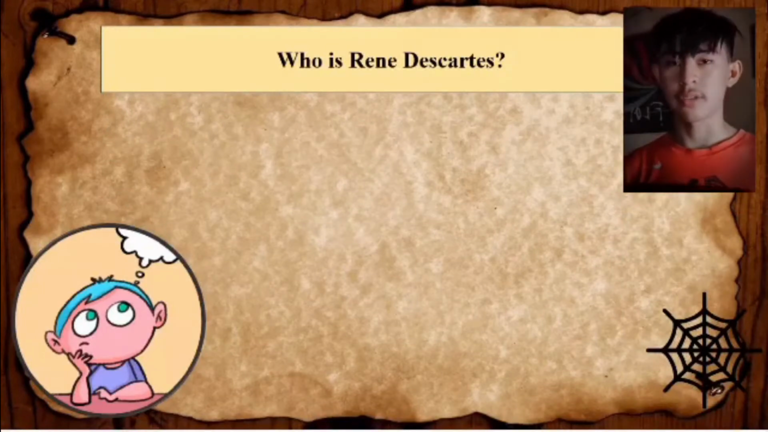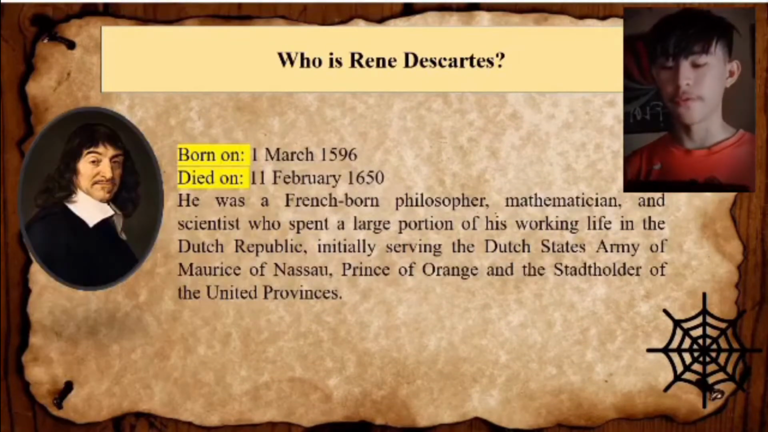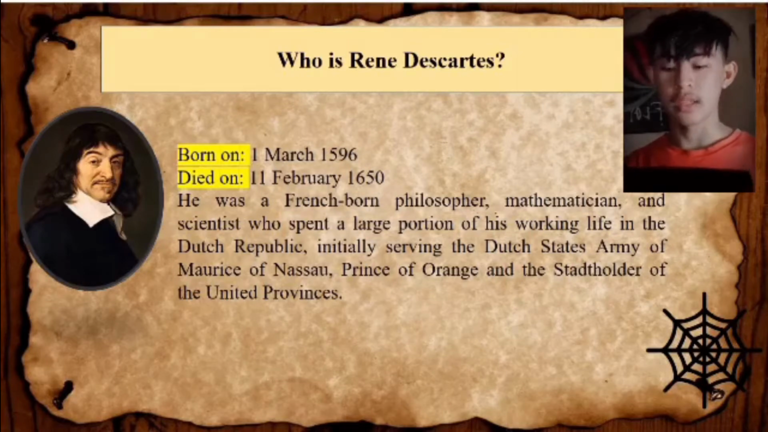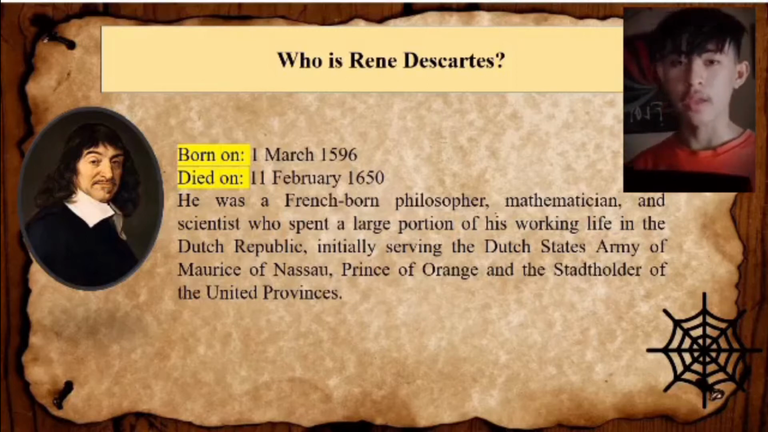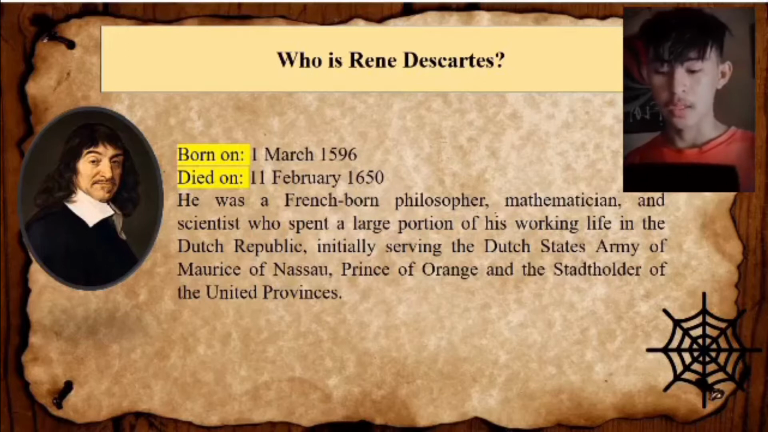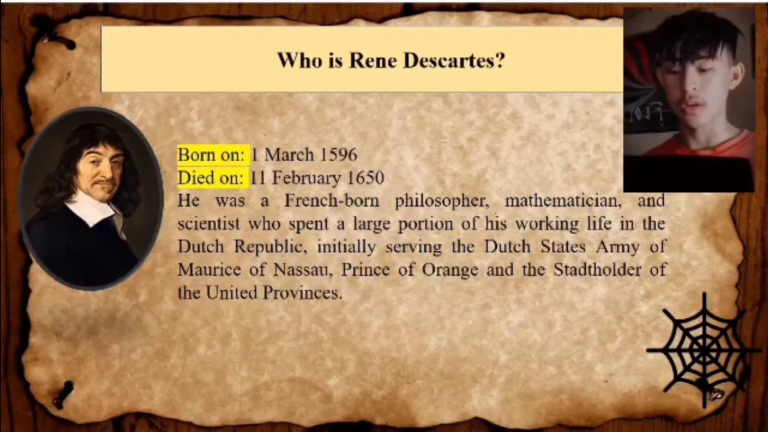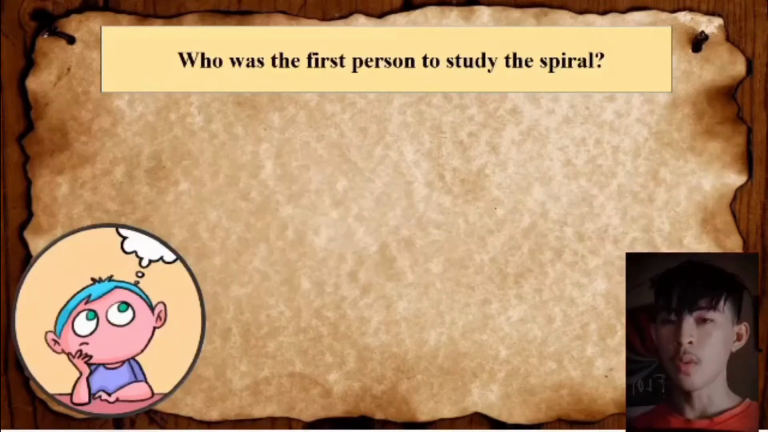Who is René Descartes? René was born on the 1st of March, year 1596, and died on the 11th of February in year 1650. He was a French-born philosopher, mathematician, and scientist who spent a large portion of his working life in the Dutch Republic, initially serving the Dutch state army of Maurice of Nassau, Prince of Orange and the stadtholder of the United Provinces, who was the first person to study the spiral.